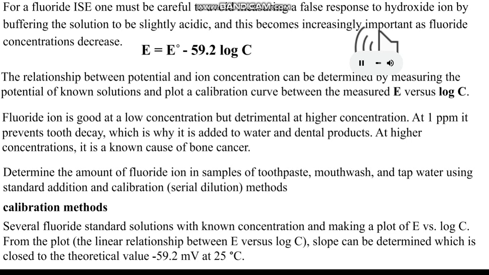Determination of the amount of fluoride in any sample can be done using two different methods: the standard addition method and the calibration curve method. In the calibration curve method, several fluoride solutions with a known concentration are prepared and the potential measured. Plot the potential versus logarithm concentration, and from this plot you can determine the concentration of any unknown fluoride solution, and you can measure the slope.